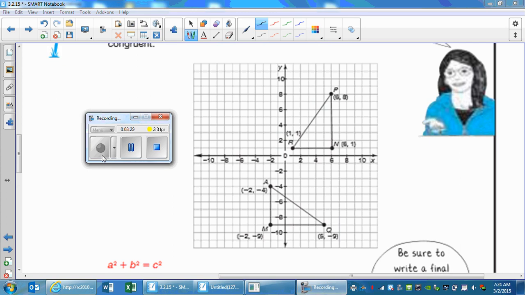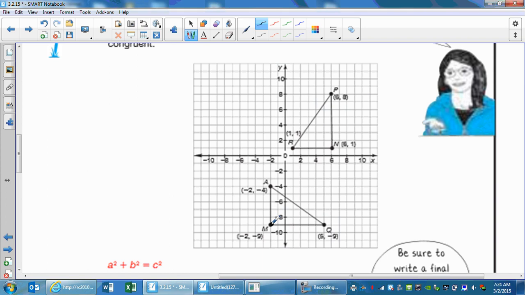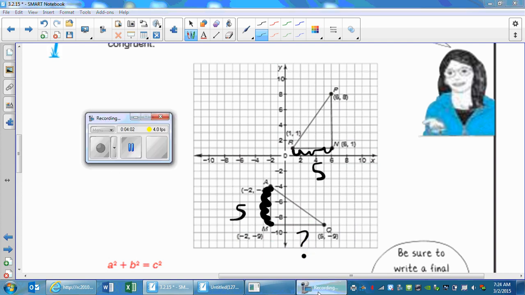Okay, so let's measure the different sides here. A squared plus B squared is C squared. A, the short side, is 1, 2, 3, 4, 5. And then this short side, NR, is 1, 2, 3, 4, 5. So let's label those. Go ahead and figure out how long B is. So go ahead and do this one.